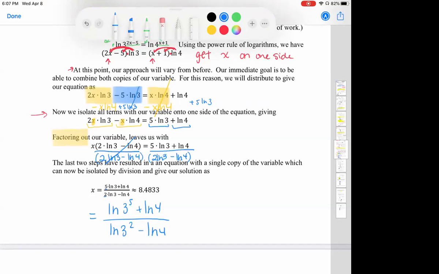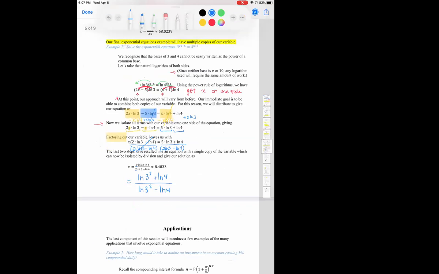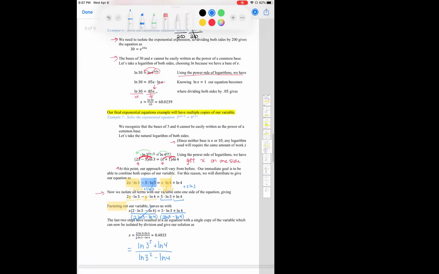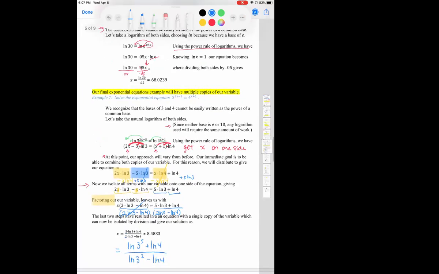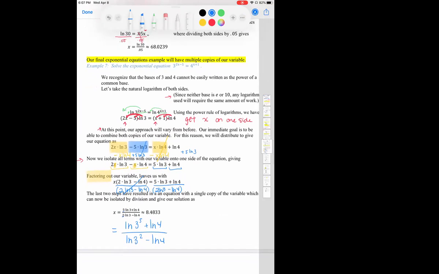Wow, this one was hard. It really challenges all of your algebra skills. So again, let's talk about this again. We started off by noticing that we can't write it at the same base. So we have to take the log. What's different here is that we had exponents on both sides. So once we applied the ln, we had to distribute. We had to multiply it in because our x's are on both sides of the equation.